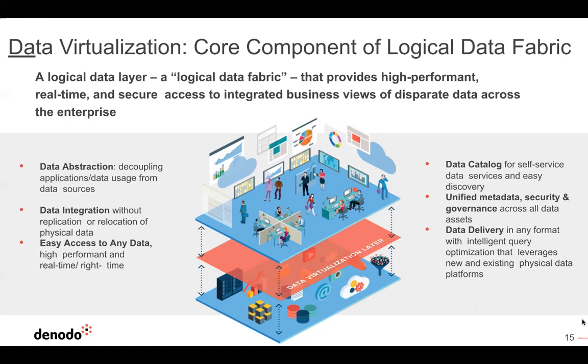It uses a lot of resources, which could be saved if you just use a virtualized layer instead of moving the data. The data virtualization layer provides easy access to any data in real time, at the right time, and it provides one integrated view to the data consumers. The data catalog is where it really provides self-service access to data, and it allows data consumers to easily access and discover their data in a more self-service manner.